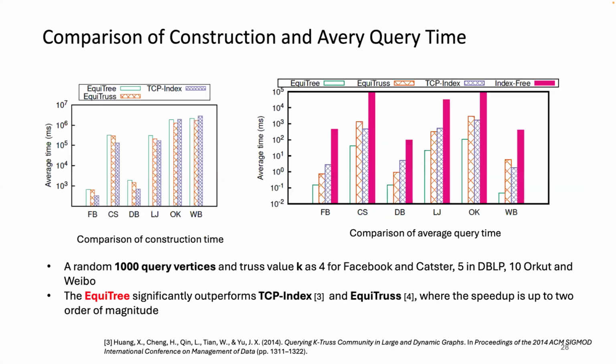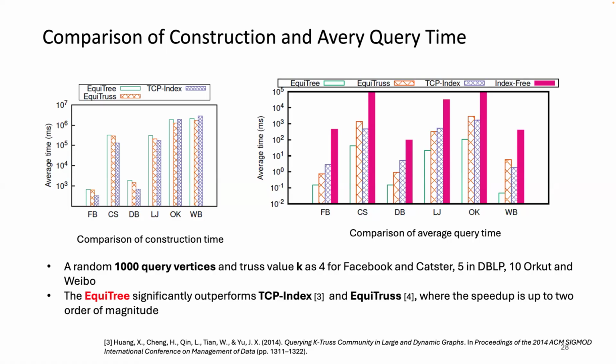You can see the performance here. This is the construction time comparison. These are the 6 graphs that we tested, including Facebook, and this is the average time. In the construction time, Equitree is actually not the best, right? Why is it not fast? What happened?